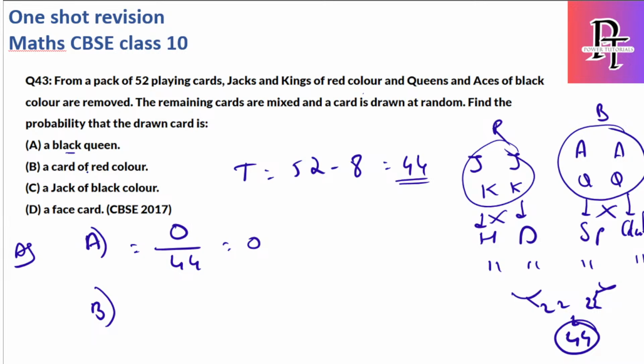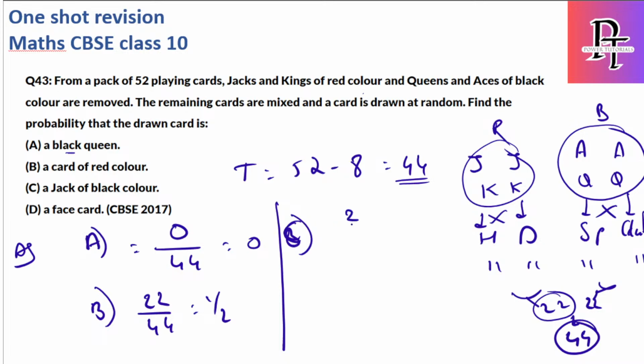Next, a card of red color. So these are red colors. How many red cards are present? 22. So winning cases is 22 by 44, which is 1 by 2. Let's solve the C question. A jack of black color. So these are the blacks here. 2 jacks will be present because those are not removed. So it is 2 jacks out of a total of 44 cards, which is 1 by 22.